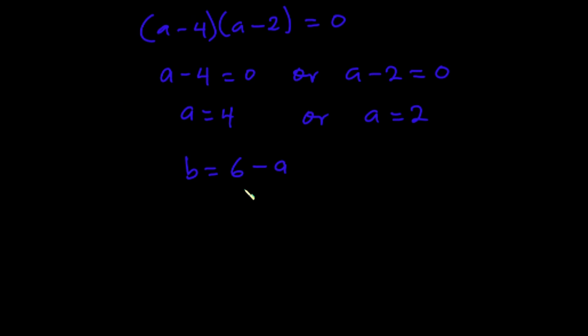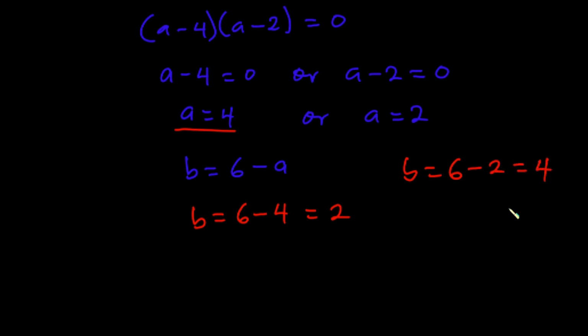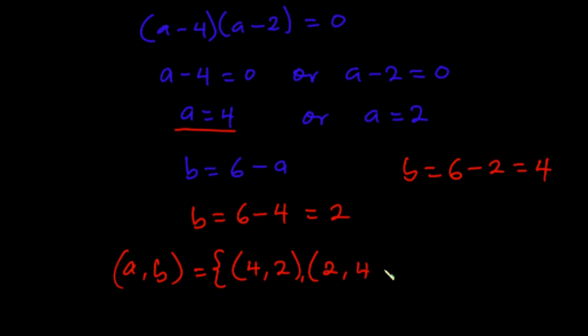So what is b when a is equal to 4? When a is 4, we have b is equal to 6 minus 4, which is equal to 2. Then when a is equal to 2, we have b is equal to 6 minus 2, which is equal to 4. Therefore, the values of a and b are 4, 2, then 2, 4.